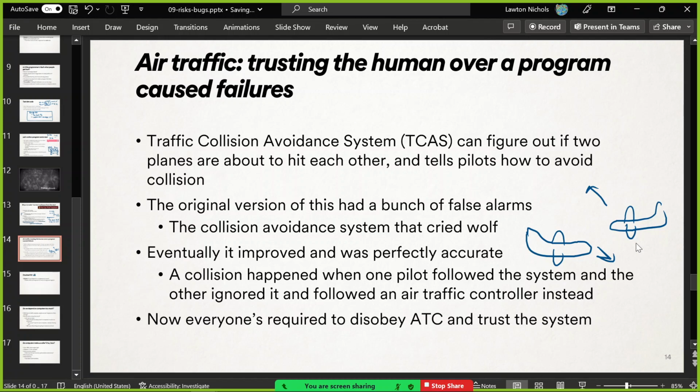But the sad story is this was kind of the traffic collision avoidance system that cried wolf. At the very beginning, when this first came out, it gave off a bunch of false alarms, and so it was telling planes that were way far apart from each other that they were about to hit each other. Even though this is a good thing to have, a lot of pilots started ignoring the warnings because they're like, I know my plane, I'm not going to hit anybody, I'm so far away. But eventually they worked the kinks out of the system, and it became very, very accurate, and it was awesome. But you still had these pilots who didn't trust it.